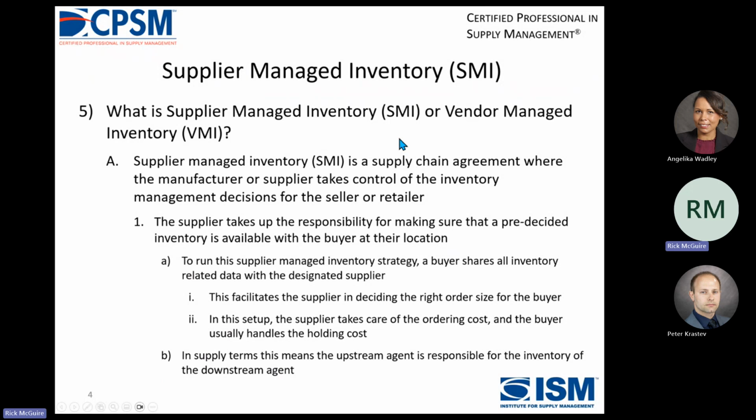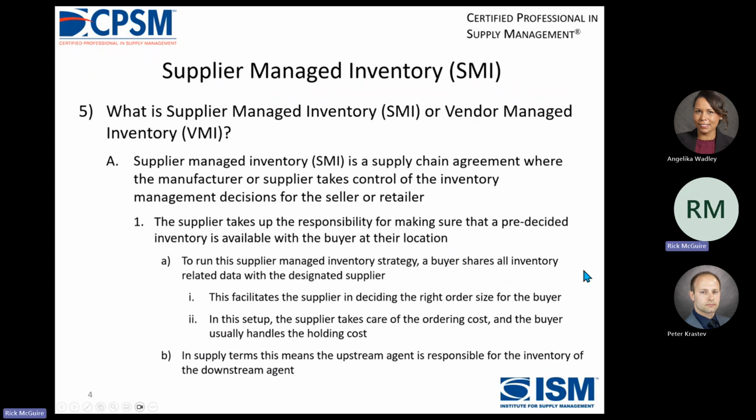And what is supplier managed inventory? We've covered this a few times. Most of the time, they'll call it VMI, vendor managed inventory. Supply chain agreement where the manufacturer supplier takes control of the inventory management decisions for the reseller or the retailer. So they come in and count our fasteners and resupply when necessary.